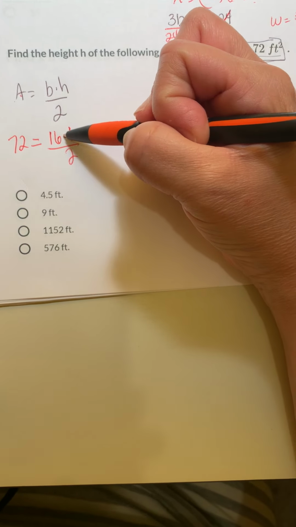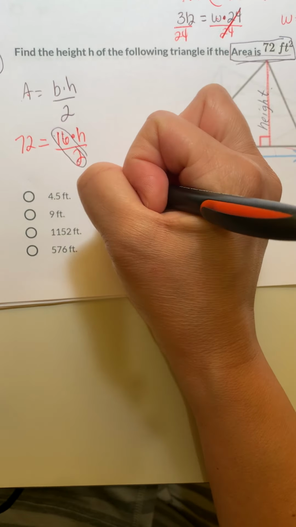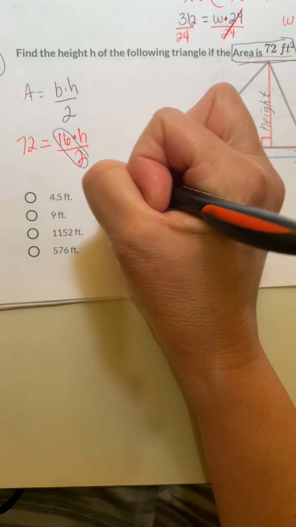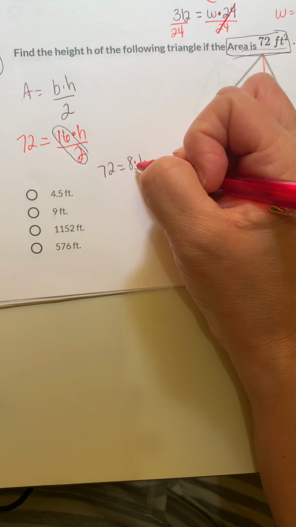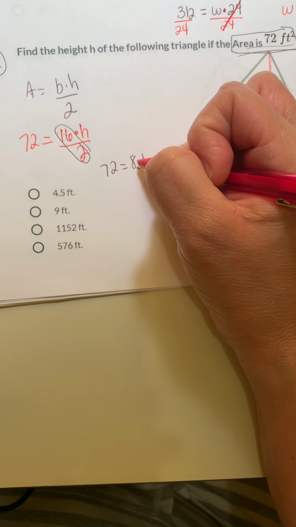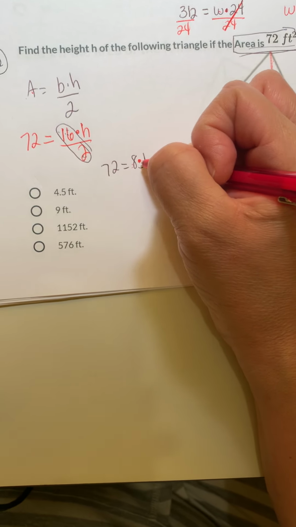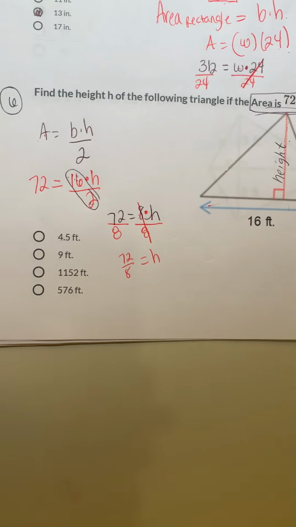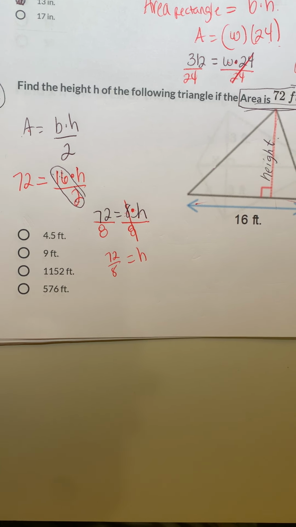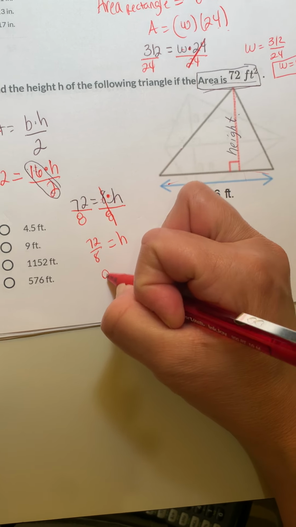Because there's no addition or subtraction here, I can just divide this. So 16 divided by 2 is 8. So I'm going to write 72 equals 8H. And then what I do next is look at this. It says 8 times h. What can I do to get h by itself? Well, this is multiplying, so I'm going to do the inverse operation. The inverse of multiplication is division, so I'm going to divide by 8. So 72 divided by 8. Can you guys do that real quick? Good job. So you should know that one would be 9. So 9 equals my height.